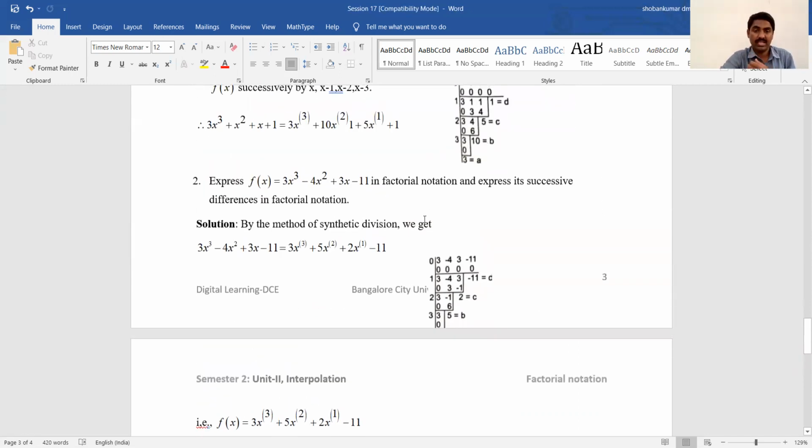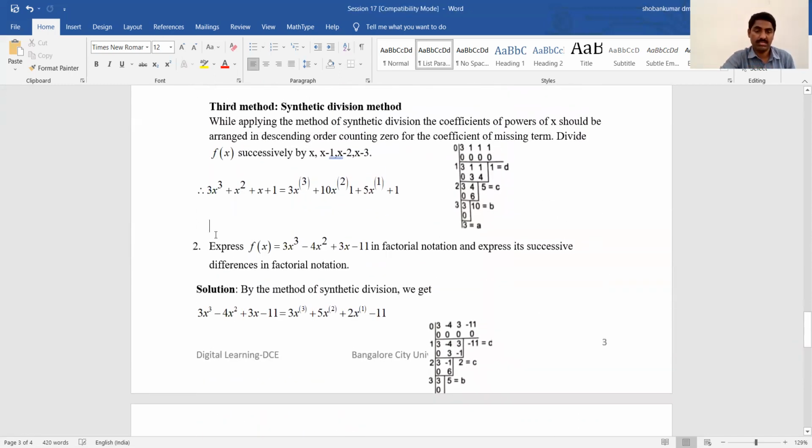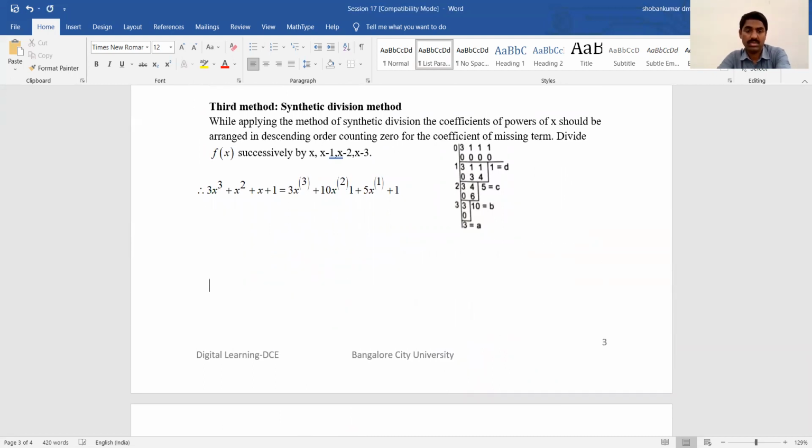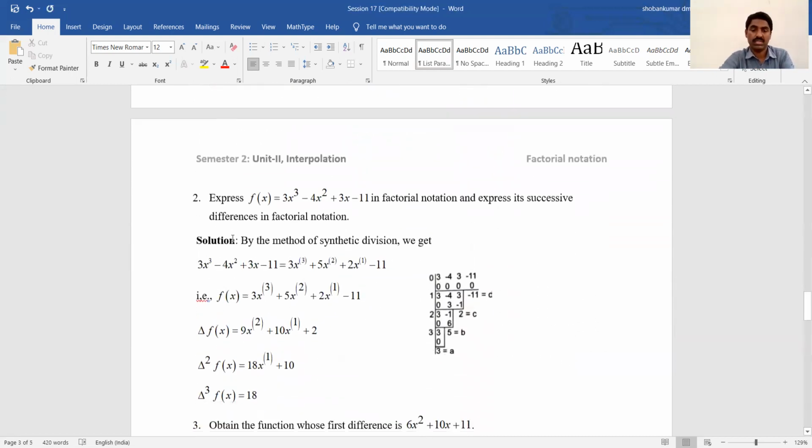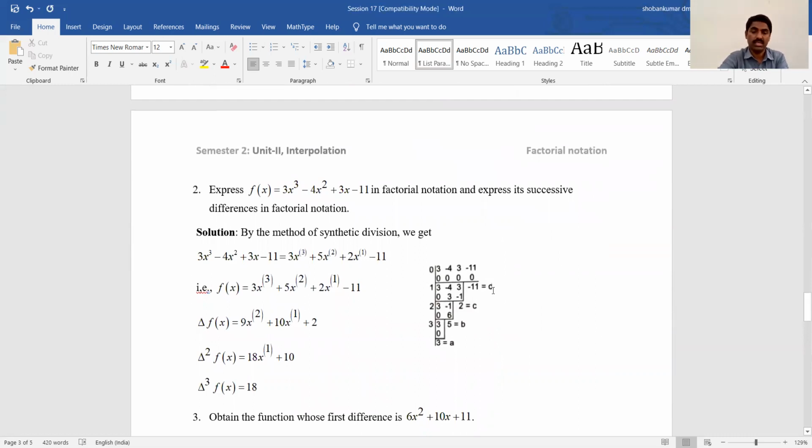I can take this below. Now it's correct, this is D, not C. Here A, B, C, D. This is in factorial notation. By the synthetic division method, it is very simple. Applying the synthetic division method, whatever we got, this is D, this is C, this is B and A.